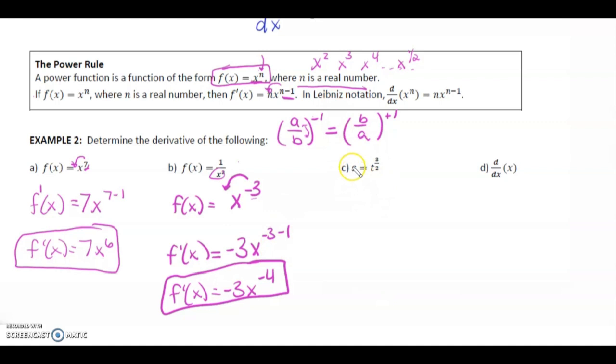Okay, next one. s equals t to the exponent 3 over 2. I'm going to call this one ds by dt because we are differentiating s with respect to t. I'm going to bring this 3/2 in front of the t, and then I'm going to take the 3/2 and subtract 1 from it in the exponent. So I get ds by dt equals 3/2 t to the 1/2.